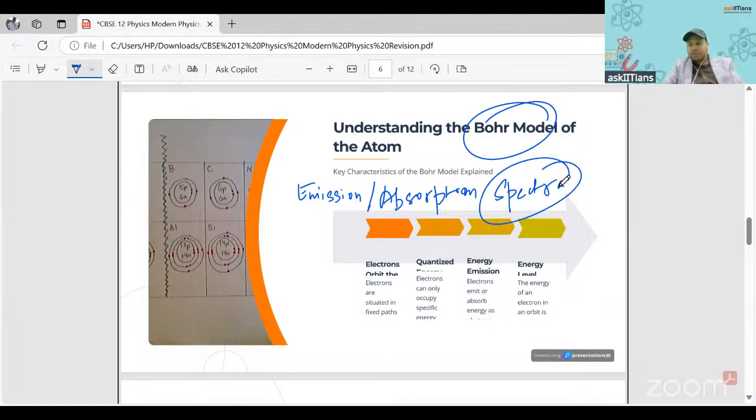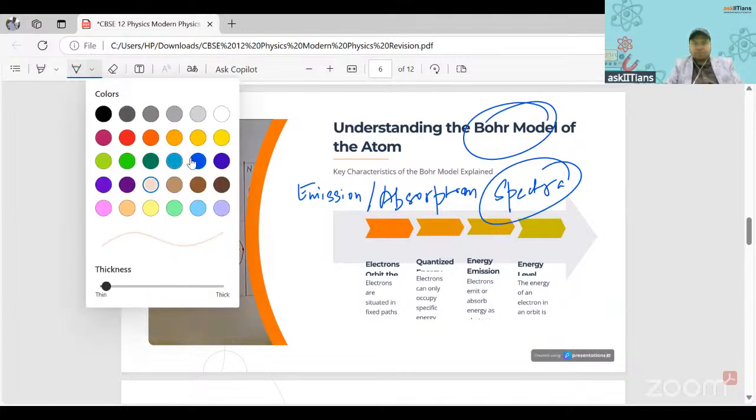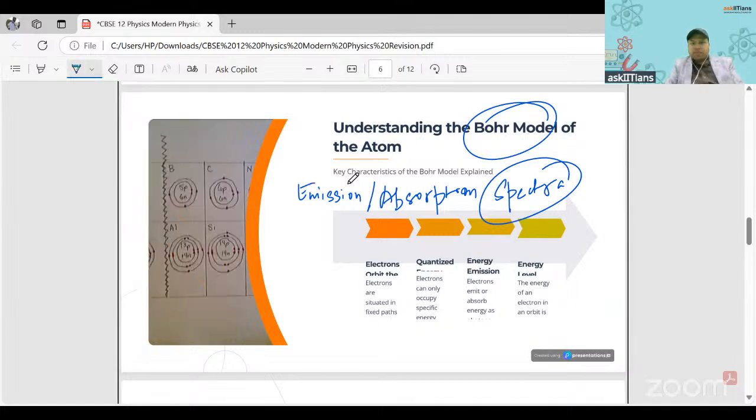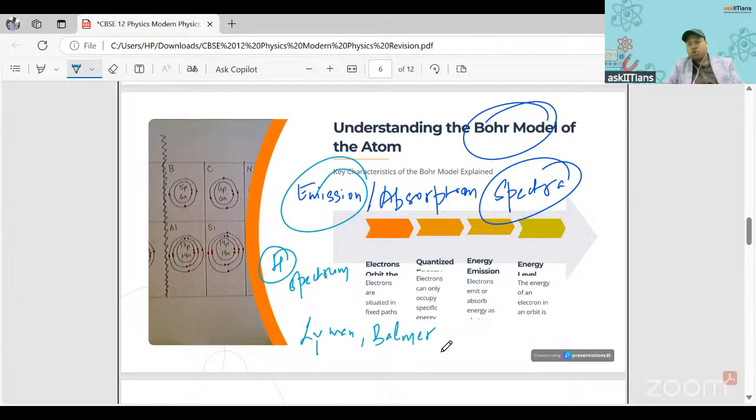Spectra is the plural of spectrum, right? So how many series do we learn in the hydrogen case, the hydrogen spectrum? We learn about the Lyman series. This is important. Lyman series, Balmer series, right? I'll be showing you a slide which has all these topics.